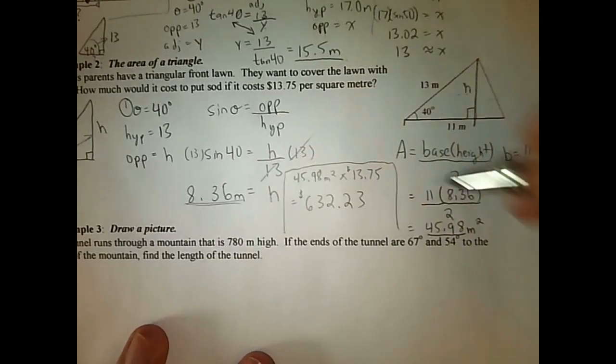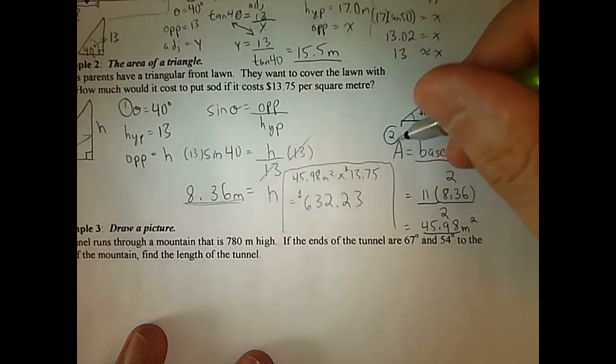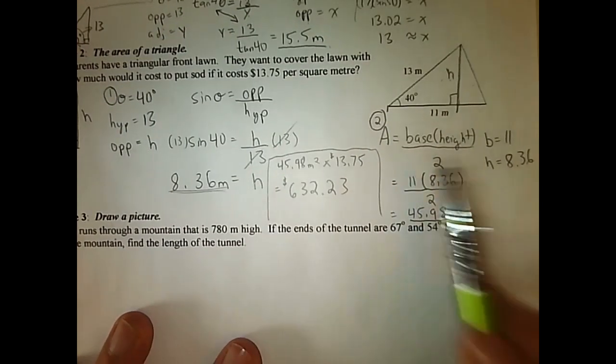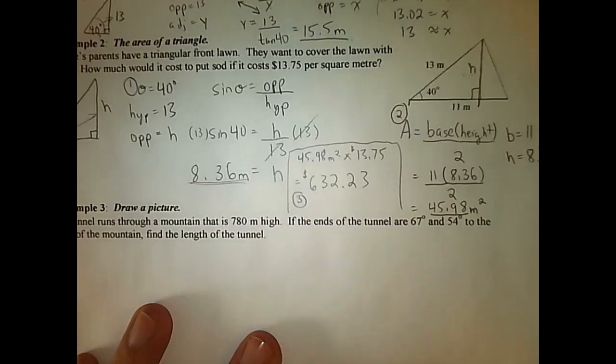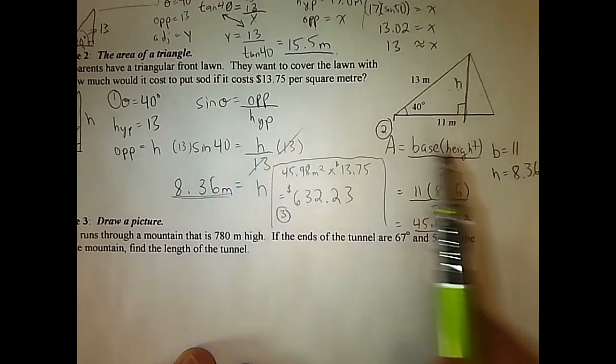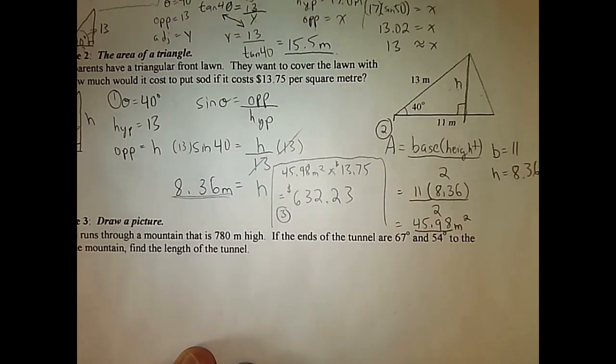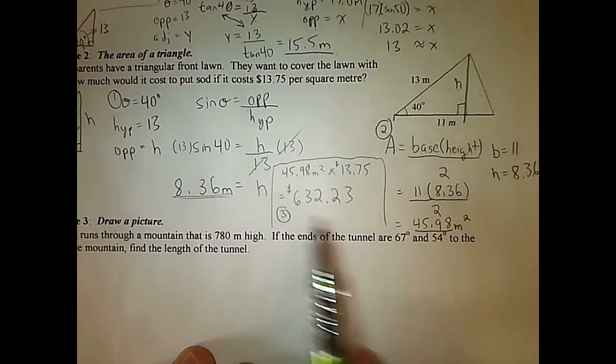Then we had to use the area once we had the height. And then step 3 was getting the price. So about 3 steps per question, and maybe each step has a couple steps within them, maybe one, like this, was just kind of one step.